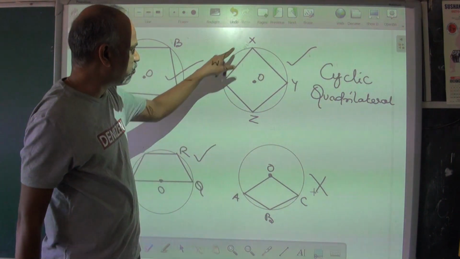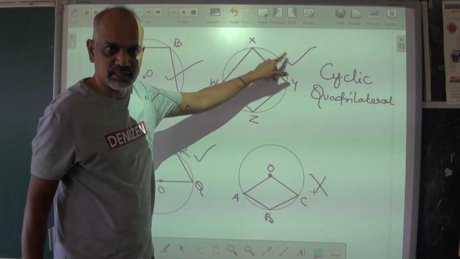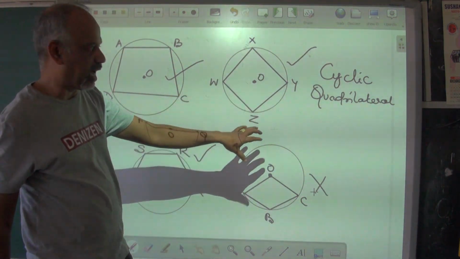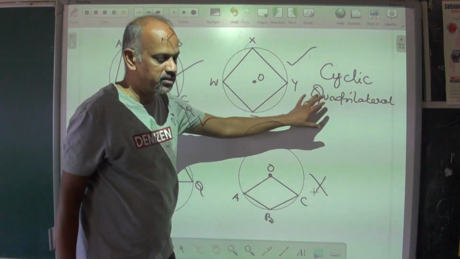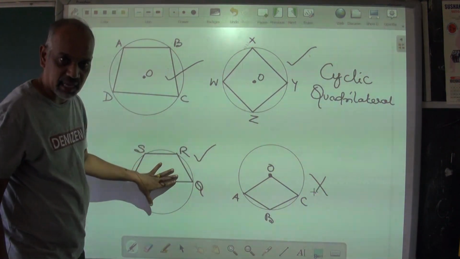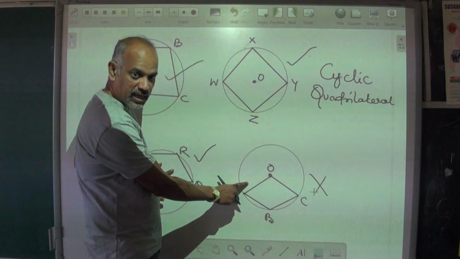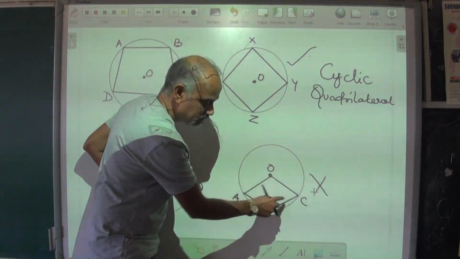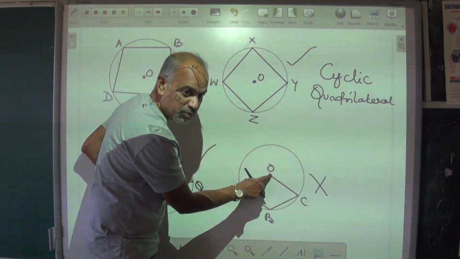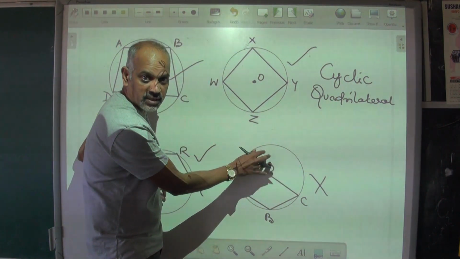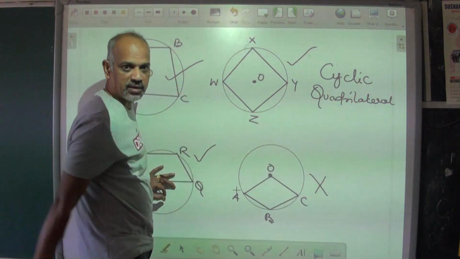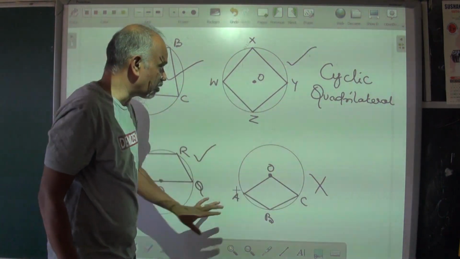And if all four vertices lie on the circumference of the circle, then such quadrilaterals are called cyclic quadrilaterals. So all these three are cyclic quadrilaterals. This is not cyclic because three vertices are on the circumference, but the fourth vertex is not on the circumference. It is at the center. Therefore, it is not a cyclic quadrilateral. Okay. So that's about a cyclic quadrilateral.